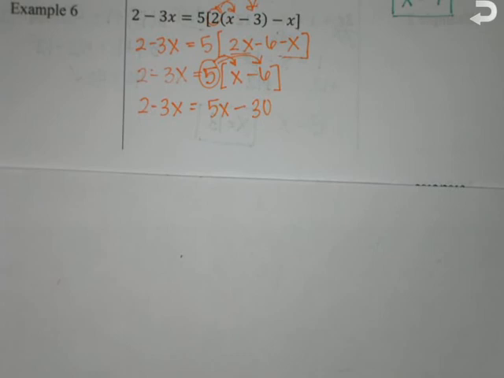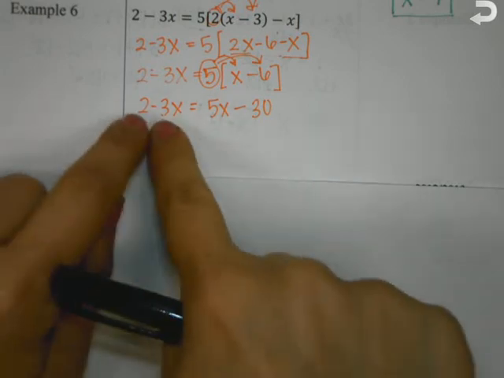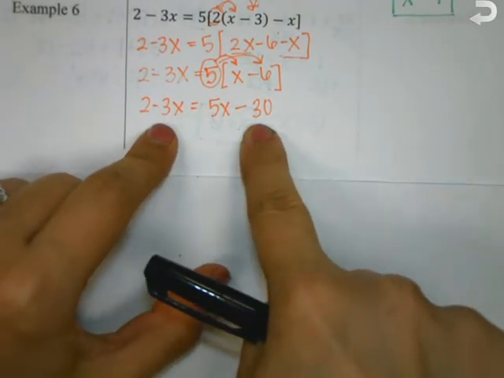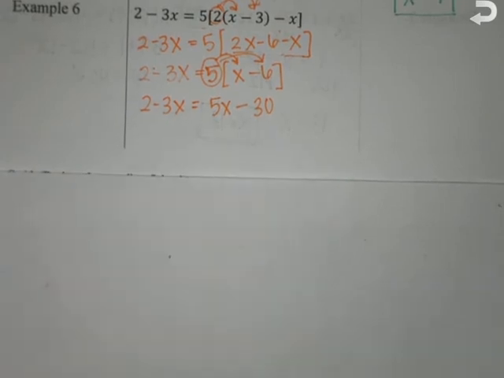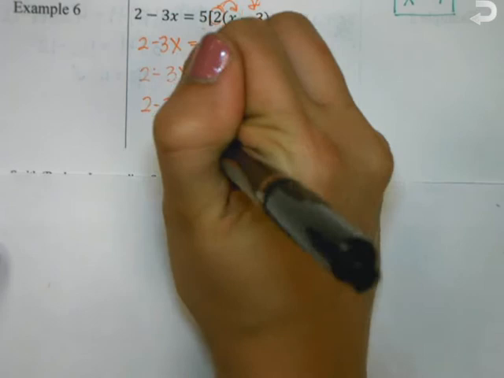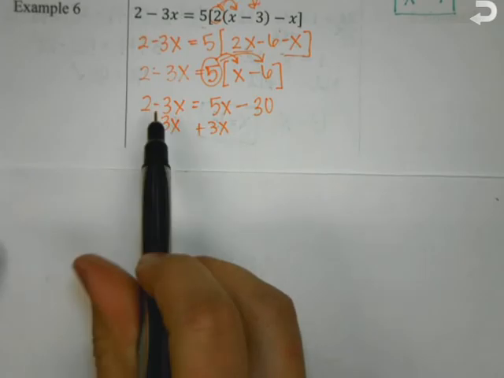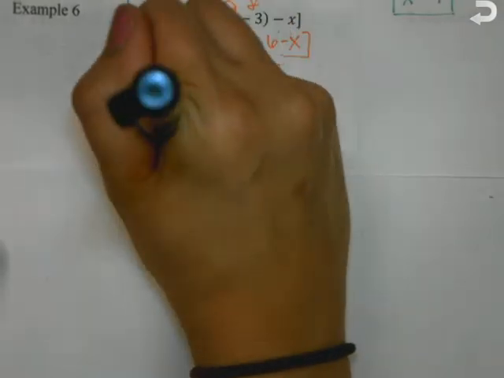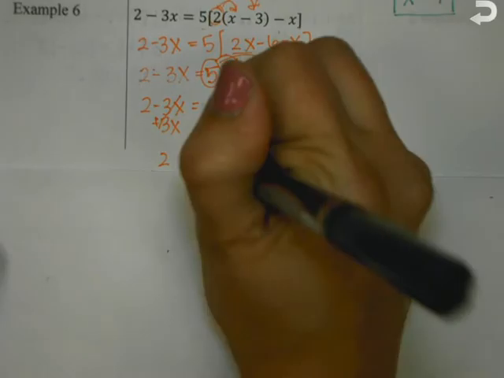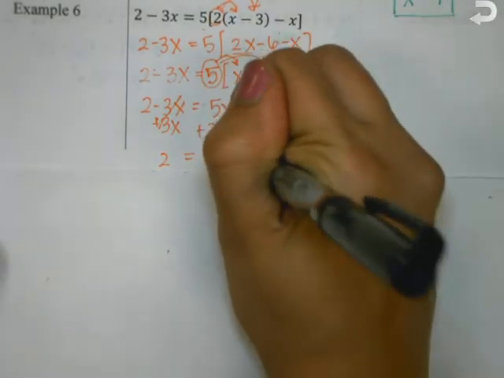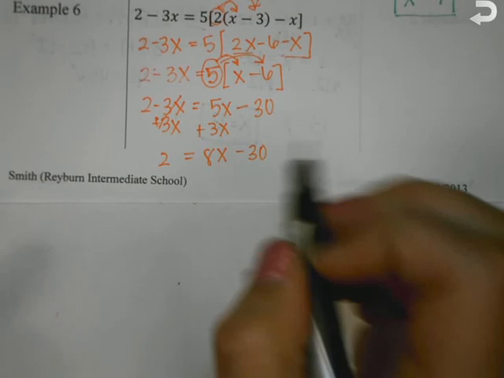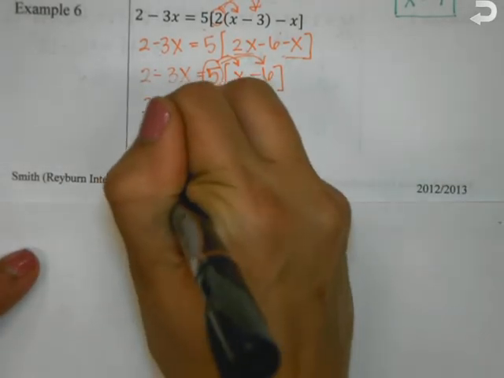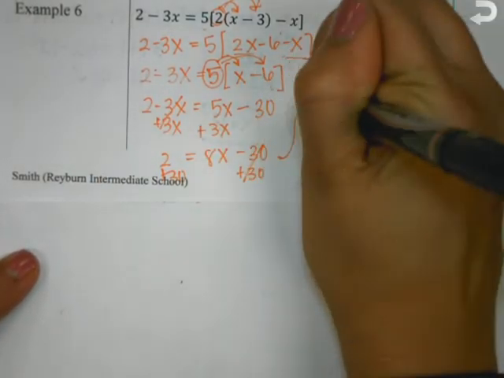Which of the x's do I want to move? Negative 3x or 5x? Negative 3x. So add 3x to both sides, because that one's a negative. So we get 2 equals 8x minus 30. Okay, ladies and gentlemen, then what do I want to do? Add 30. We have to get it to the other side. That's our goal. Okay, so 32 equals 8x. Divide both sides by 8, so x equals 4.